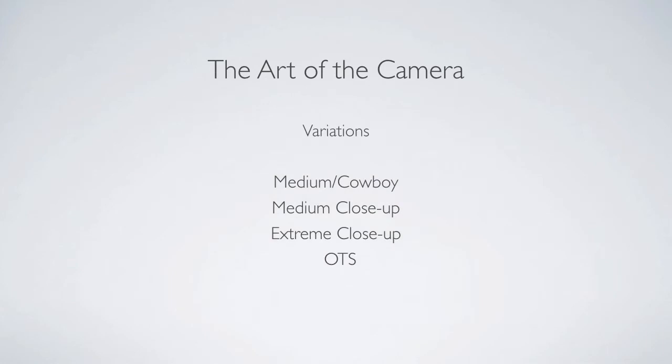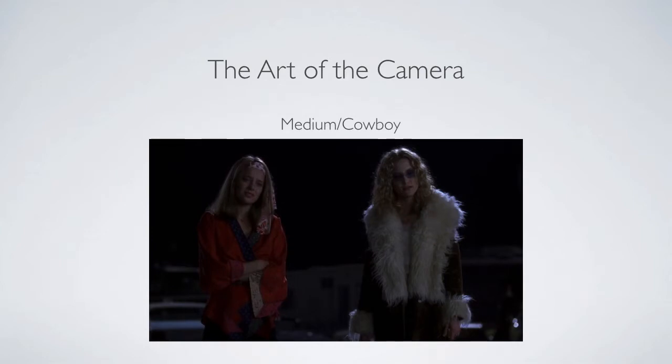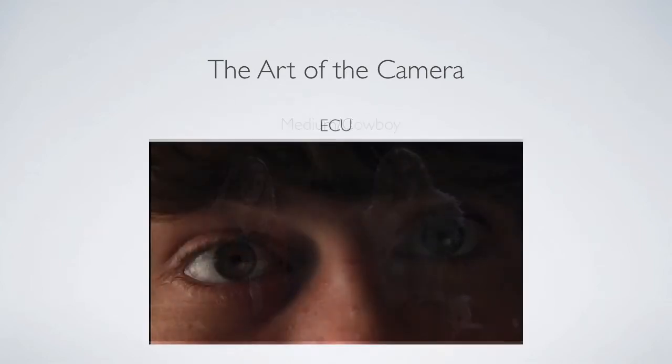Some other variations of shots. A medium cowboy shot is a medium shot that cuts at the thighs. They called it a cowboy shot because it kept the guns in, for Westerns. The medium close-up would be something a little bit tighter than a standard close-up. Then there's the extreme close-up, and over-the-shoulder shots, which we'll talk about in a second. Here is a medium cowboy where you're cutting them at the thighs. This would be a good extreme close-up, or ECU as we call it.